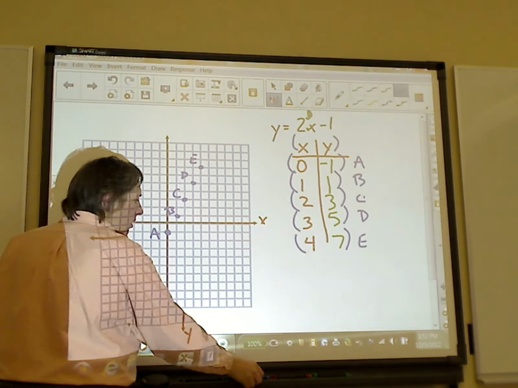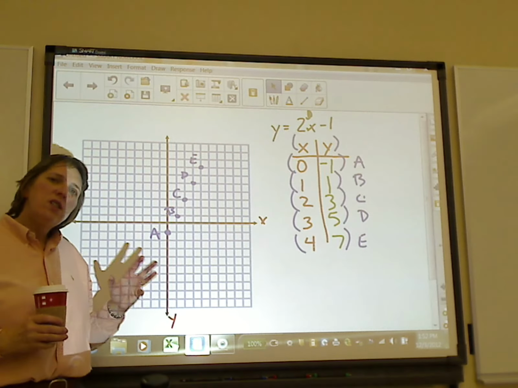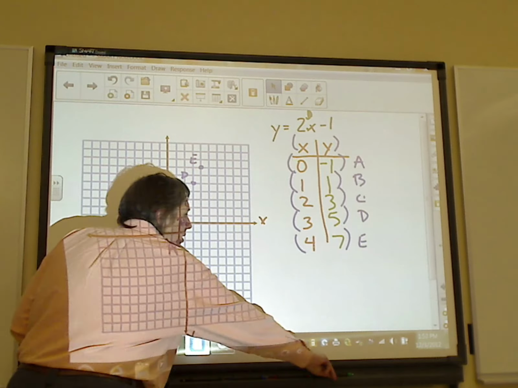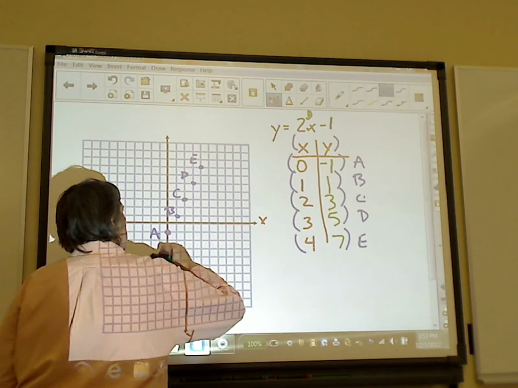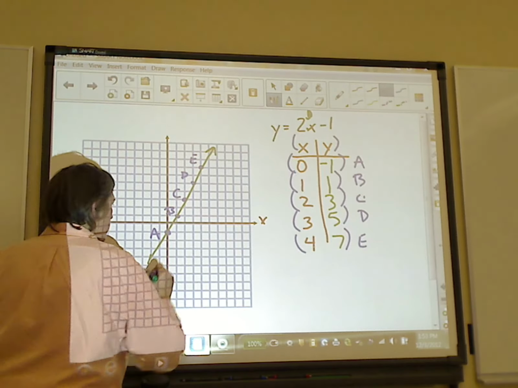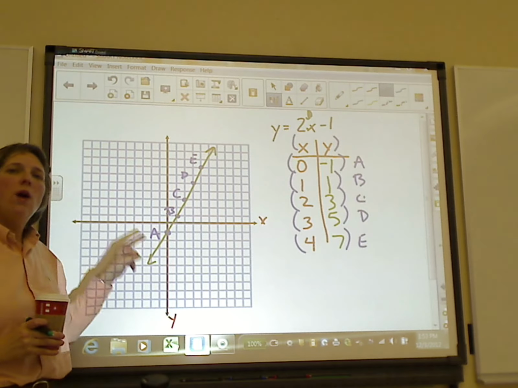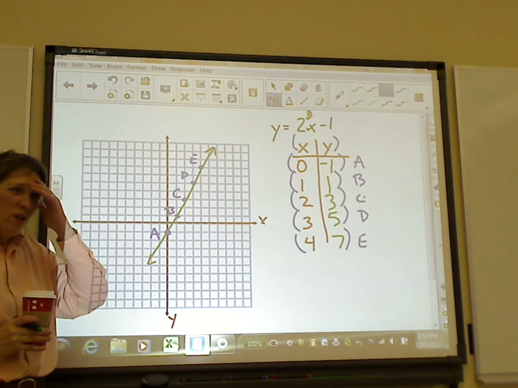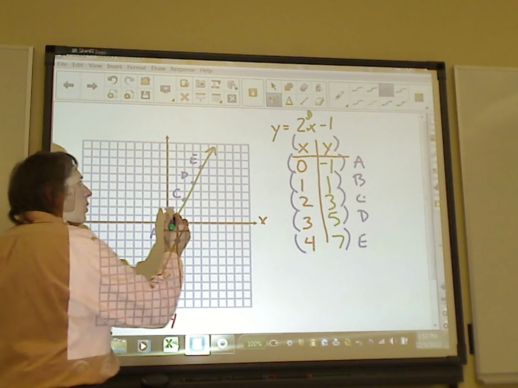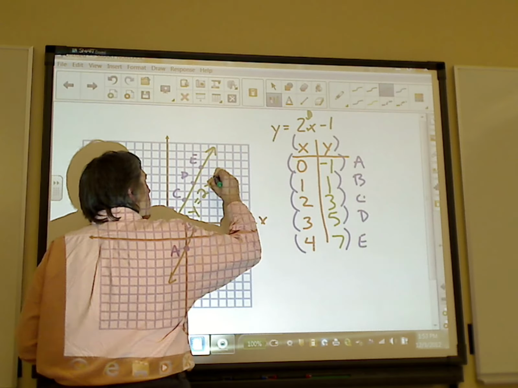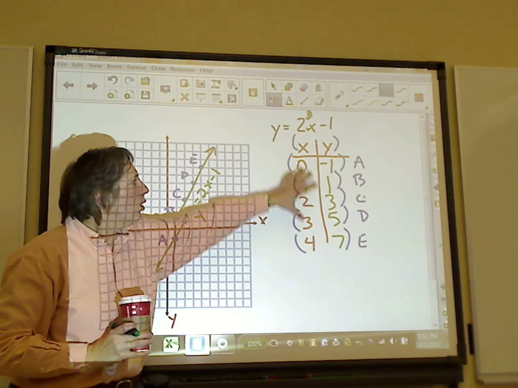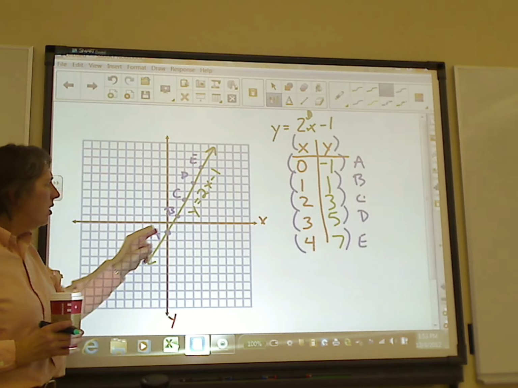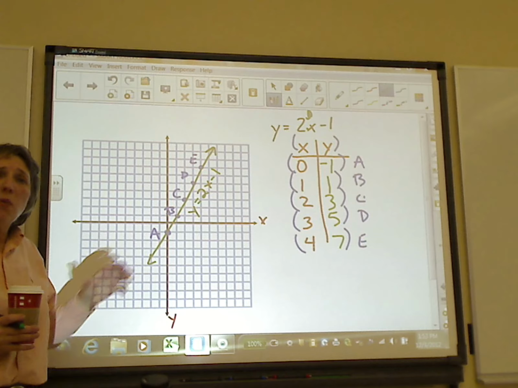Now, this is a scatter plot, but the scatter plot forms a straight line. And you have to show that. So what you're going to do is connect the dots, and you're going to put an arrow. Because this now represents the graph of this equation, y equals 2x minus 1. So we write y equals 2x minus 1, because all of this work is for this equation, y equals 2x minus 1. So now I'm done. That's my problem.